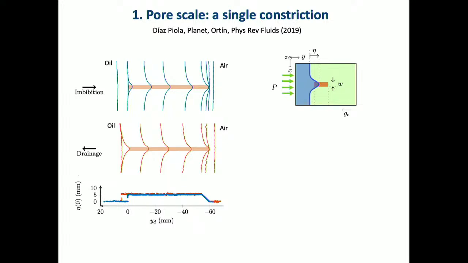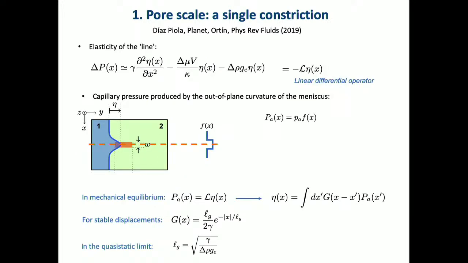Okay, now can we understand that? We try to write down a theory for that problem based on the pressure across the interface. So delta P here is the pressure across the interface, right? And we call this the elasticity of the line, but it contains several contributions.